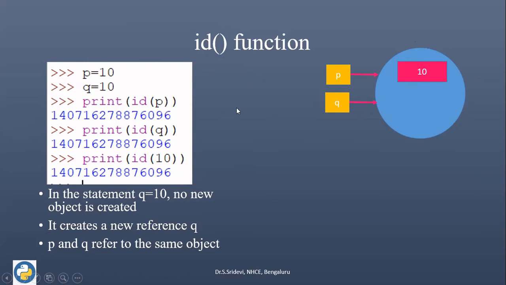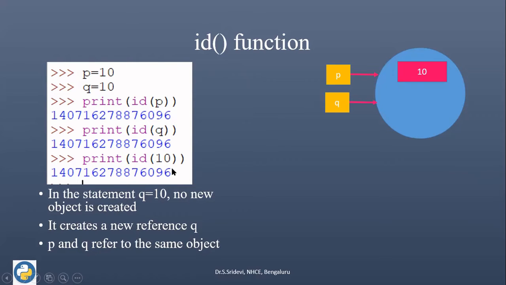Now, I want to print the ID of p and q. So I'm calling the function id of p, then I am printing the value. Similarly, I am calling id of q, I am printing the value. And when I print, I can see the same value is printed. The reason is p is having the value 10, q is also having the value 10. Since the values are same, two objects are not created, only one object is created, and p and q are references to the same object. Since they are references to the same object, they will have the same ID.